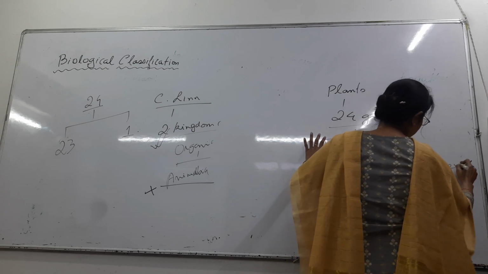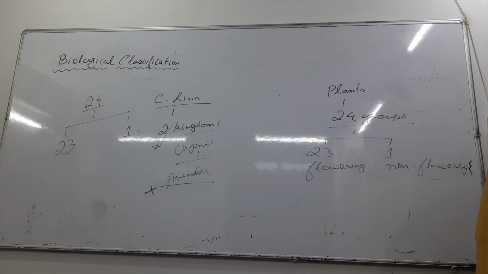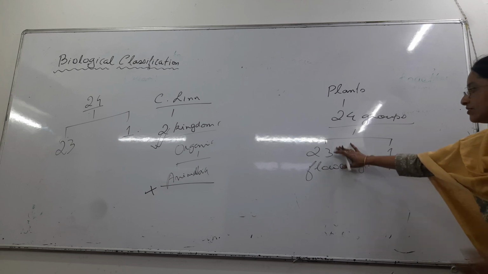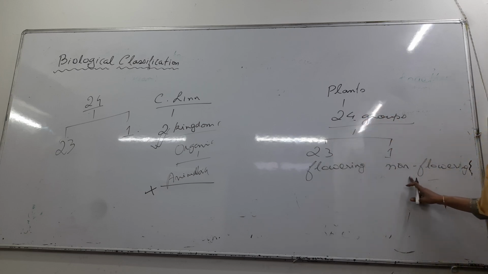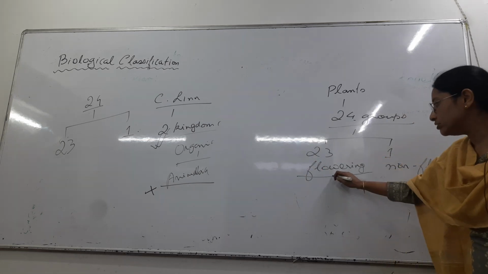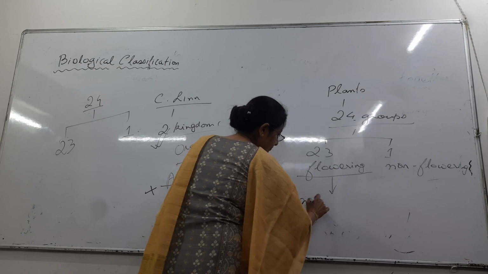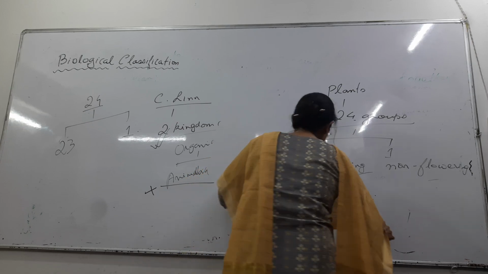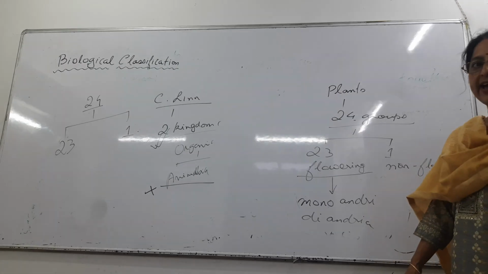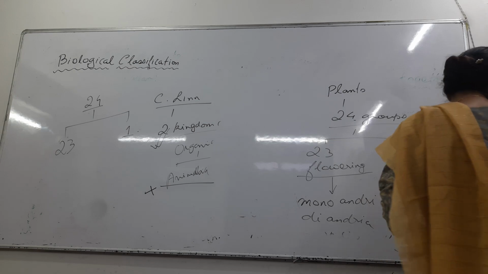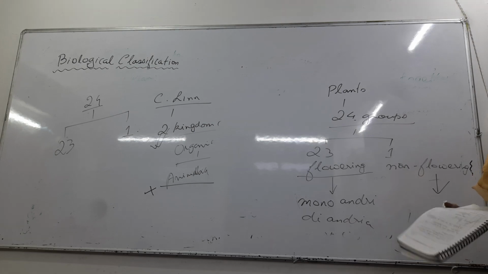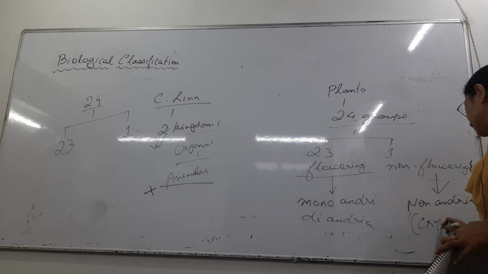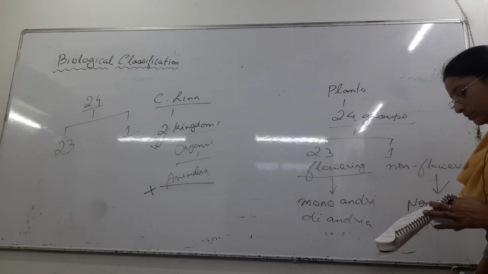What did we understand from this part? Of the plants there were, 23 groups were of flowering plants, and out of these 24 groups, one group had no flowers. For the plants with flowers, he gave specific names: monoandria, diandria, triandria, etc. And for non-flowering, he gave the name non-andria, and in the bracket, cryptogonia.